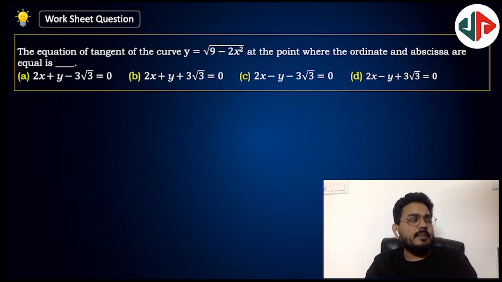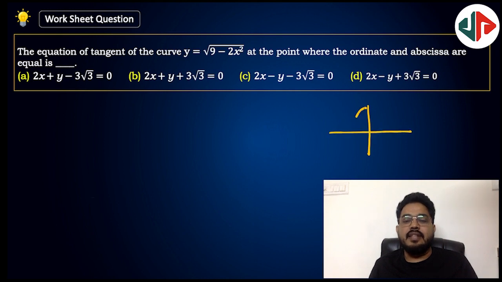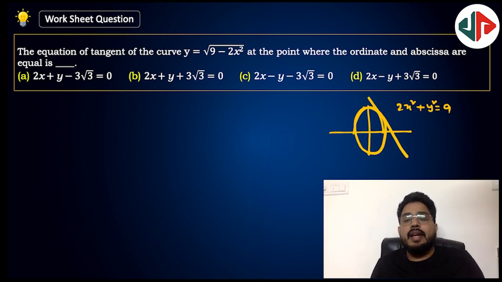Next question is the equation of the tangent to the curve. So what is actually this curve? This curve is a rectangle, but we will be taking only the positive portion of this because this is 2x square plus y square is equal to 9. Equation of the tangent where the ordinate and abscissa are equal. Abscissa means x1, y1. So x is equal to y.